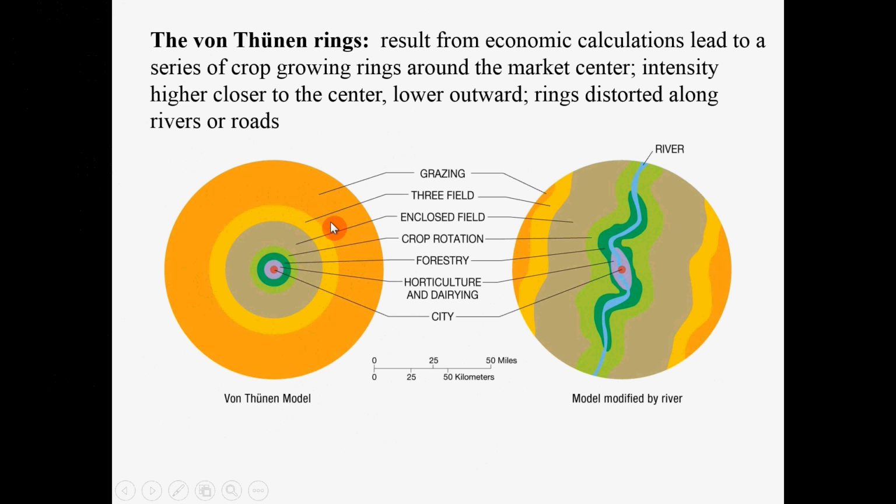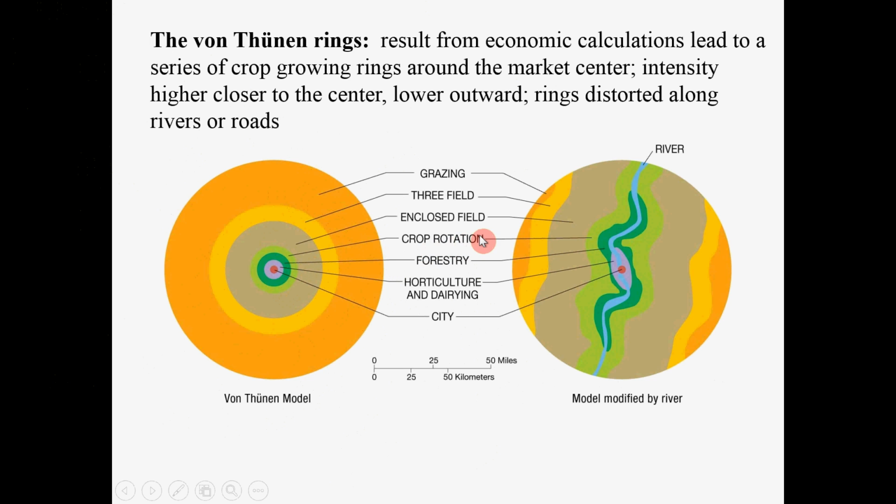In the original Von Thünen rings, you can see what crop grows in different rings. In the center is the city, the next ring is horticulture and dairy, and the next ring is forest, because during the time of Von Thünen, firewood was a major source of energy. So people had to transport firewood to the market, and therefore to reduce transportation costs, forests had to be closer to the market.